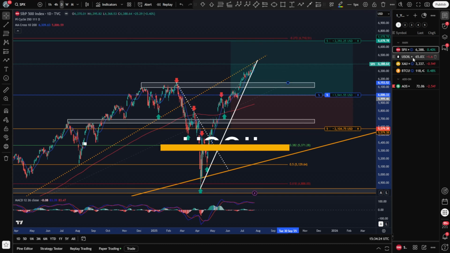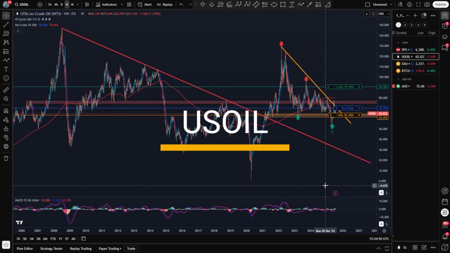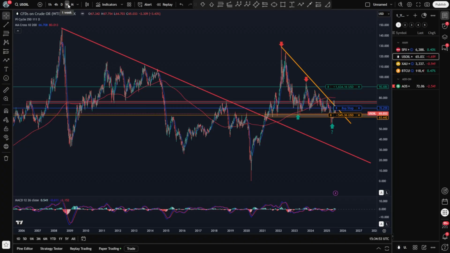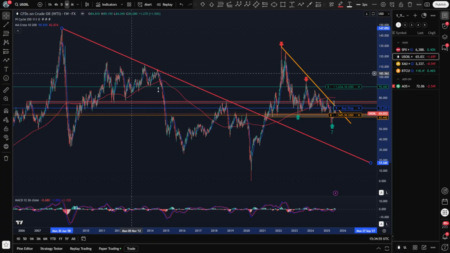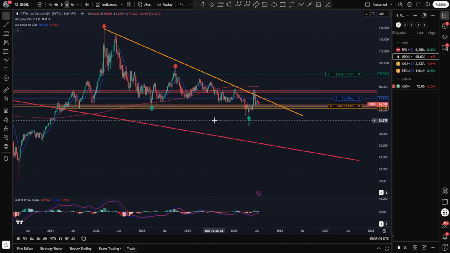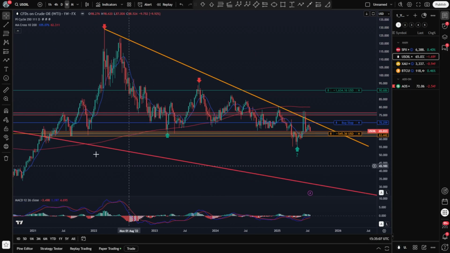Let's switch to US oil, also starting with a weekly time frame. You can see here in a red solid a monthly downtrend line. That one got broken to the upper side in combination with this monthly support and resistance zone, and since then we moved into this weekly correction here.